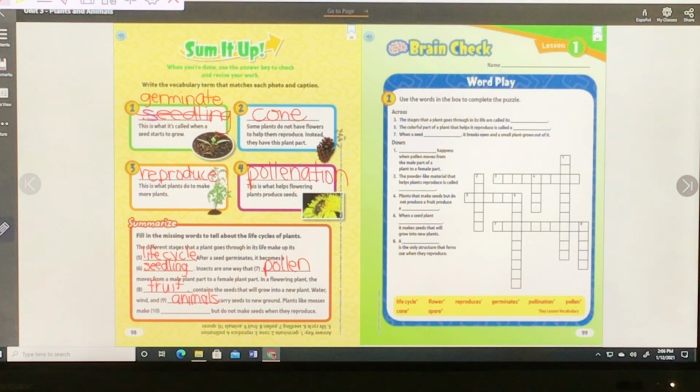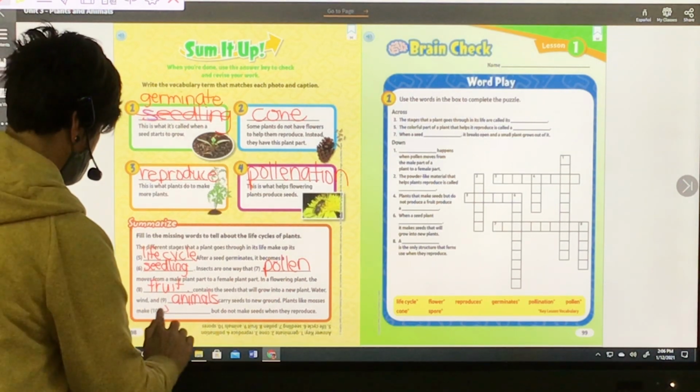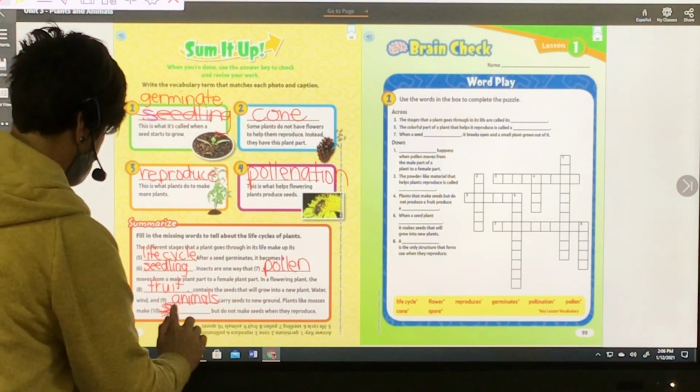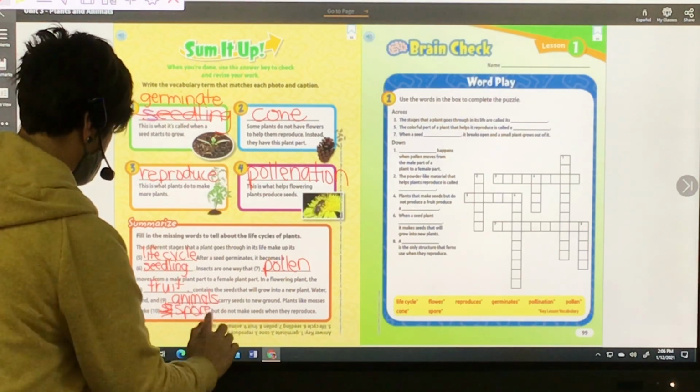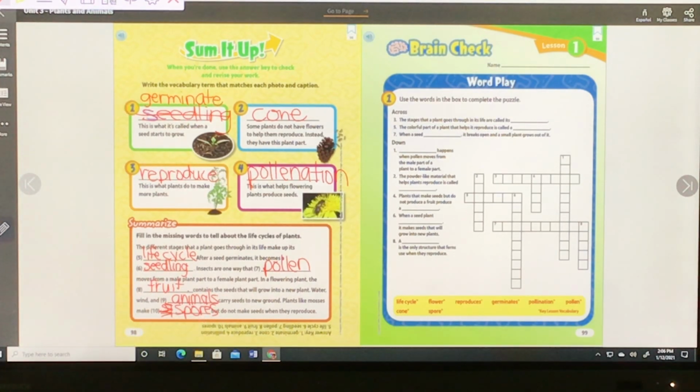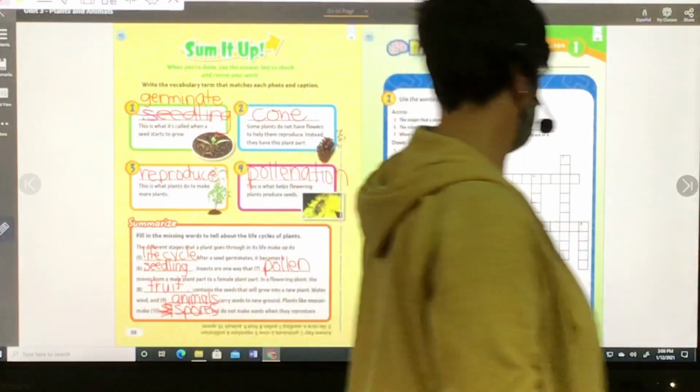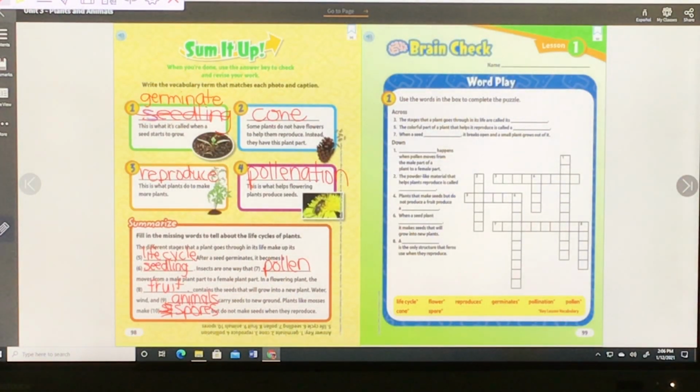And then this is from what we talked about today. Plants like mosses make what? But do not make seeds when they reproduce. They don't make seeds. What do they make, everybody? Spores. Oops, that's supposed to be an SP. I'll start over. Spores. Oh, I just put an S. What would that say? Suppose.